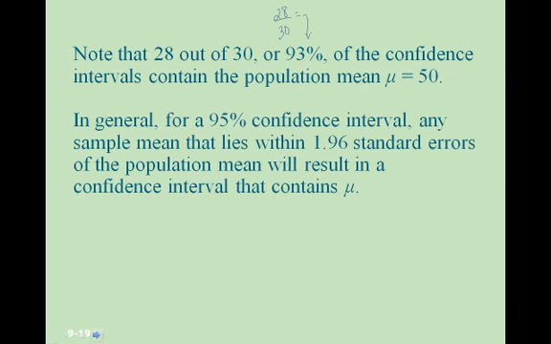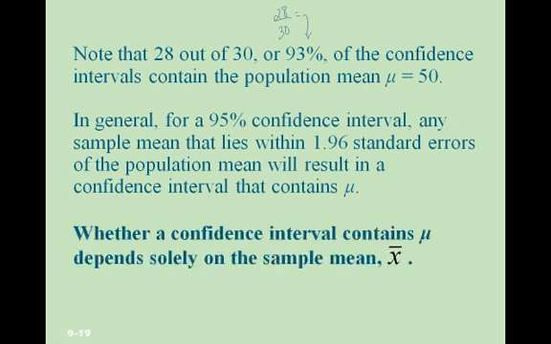In general, for a 95% confidence interval, any sample mean that lies within 1.96 standard errors of the population mean will result in a confidence interval that contains mu. Whether a confidence interval contains mu depends solely on the sample mean x bar.